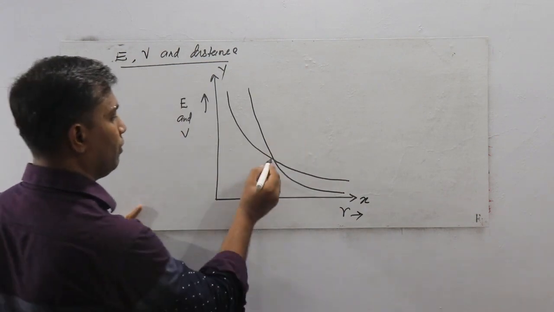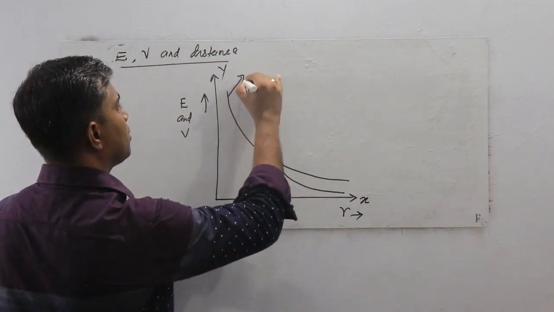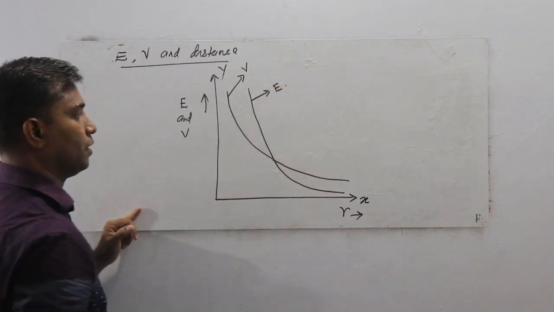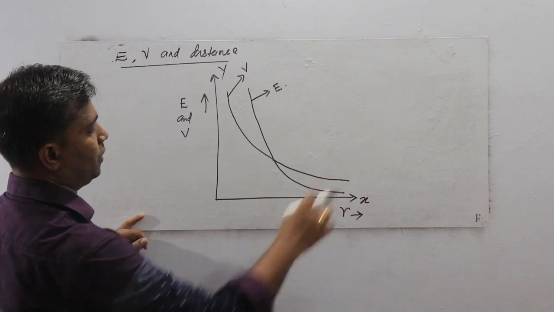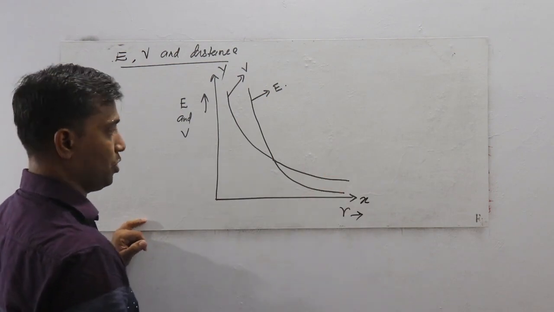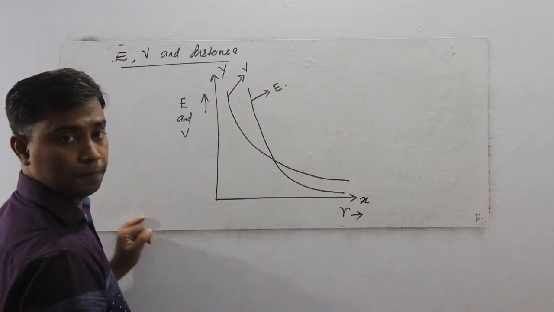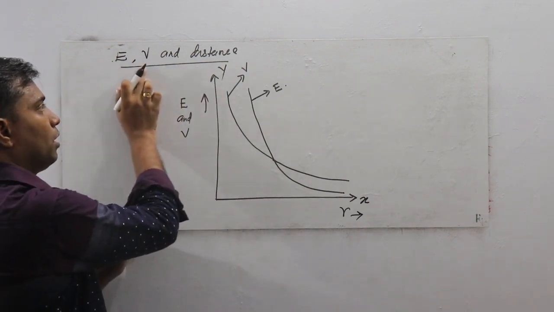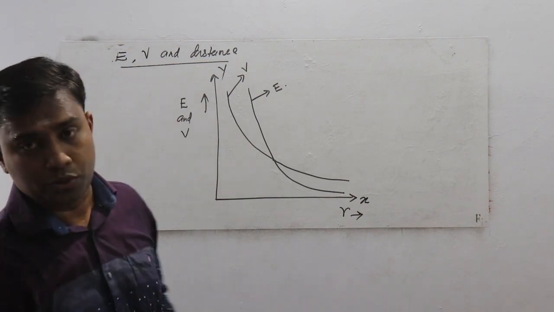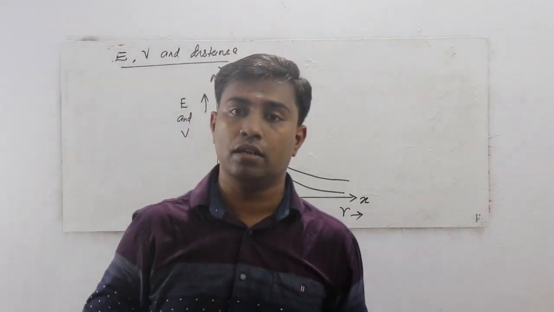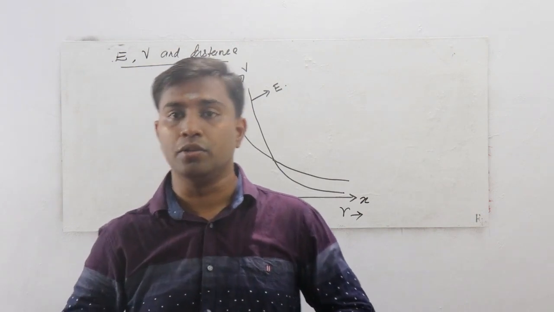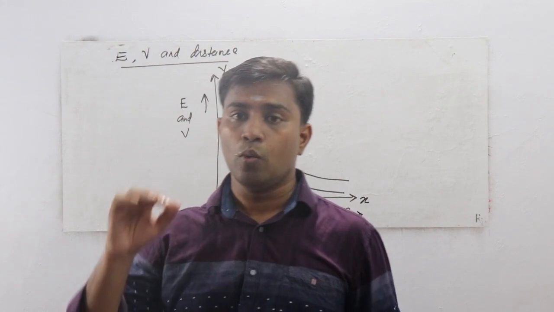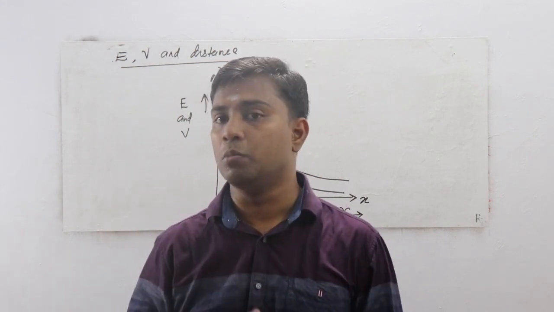So this is a graph. Here this graph represents potential and this graph represents the electric field. So the electric field will fall faster than the potential. Clear? So this is a graph connecting electric field, potential and distance. Today we discussed how we can determine the potential at a point due to a point charge. We got the equation V is equal to 1 by 4 pi epsilon 0 Q by R.